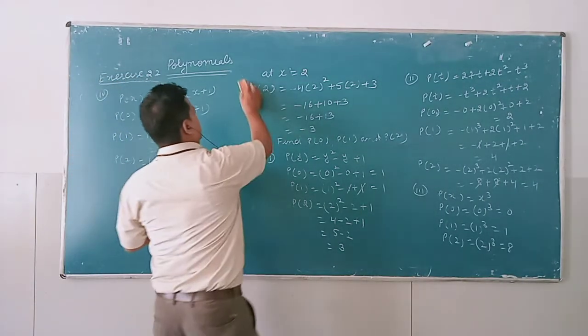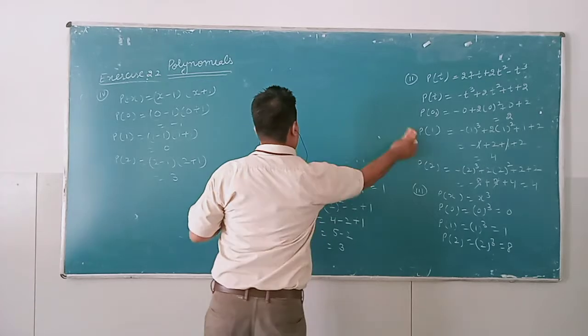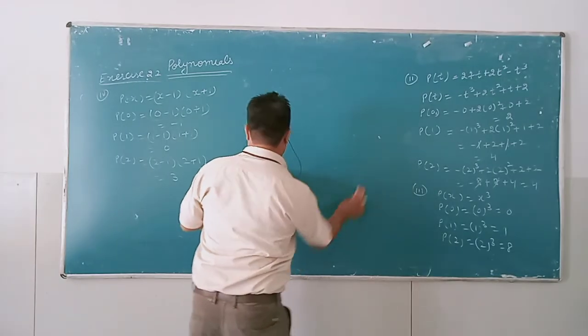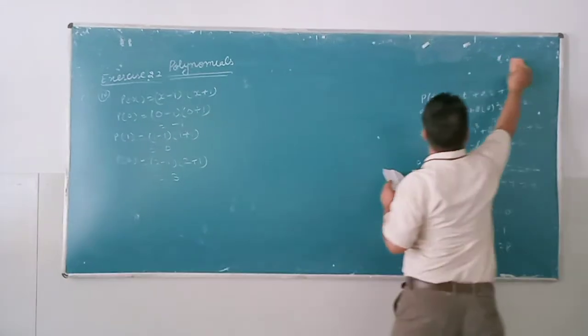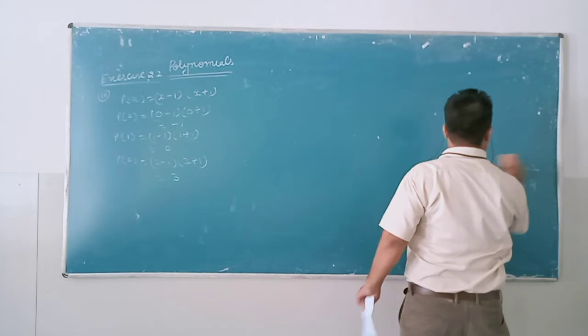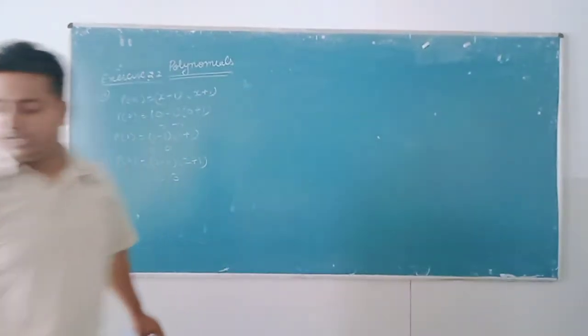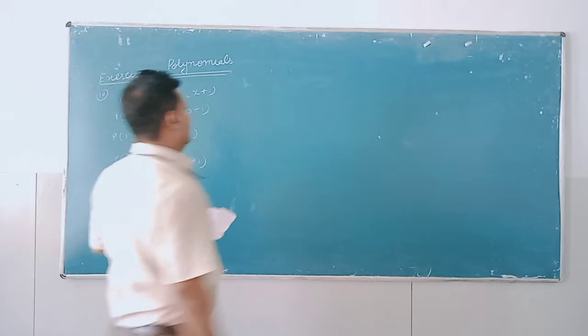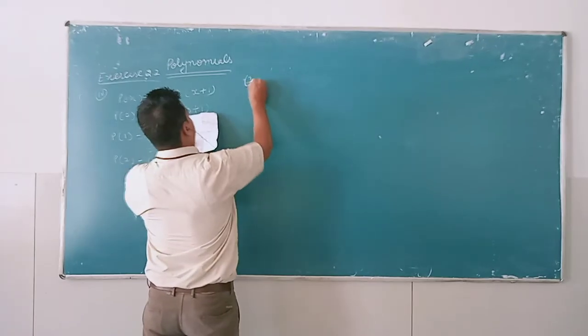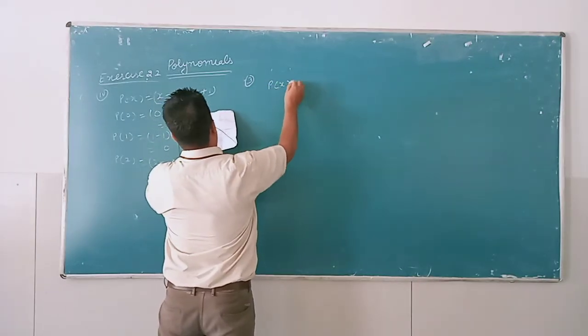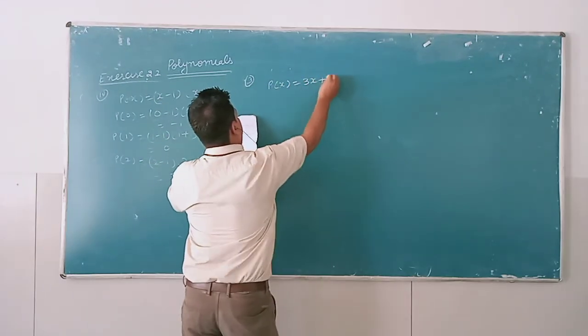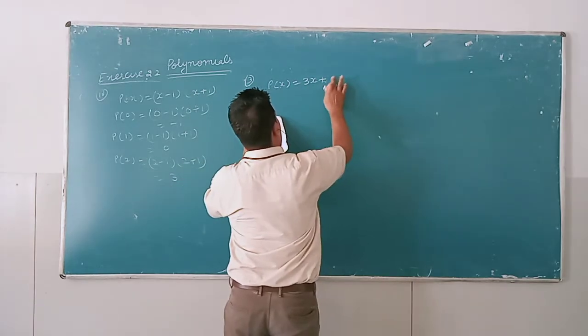In question number 3, verify whether the following are the zeros of the polynomials or not. For zeros of a polynomial, we put the value of x in the given polynomial. If the polynomial is 0, then it is a solution, otherwise not.